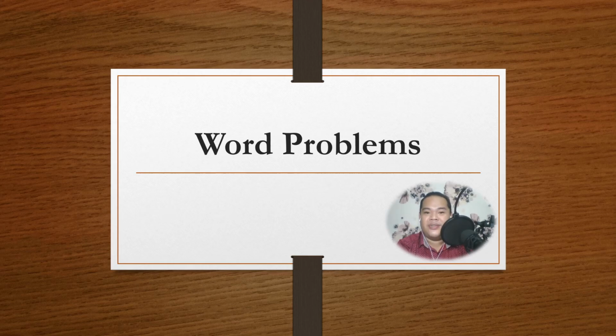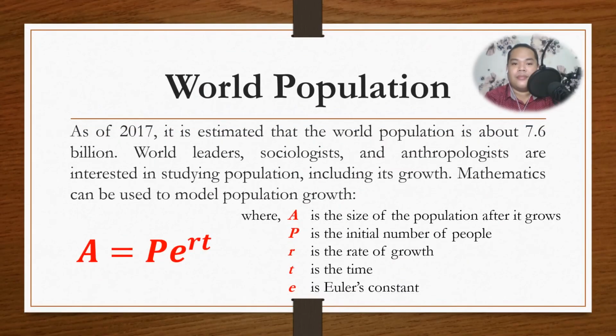Word problems. World population. As of 2017, the world population is estimated at 7.6 billion. And the world population can be modeled using the formula A equals P e to the power of RT, where A is the size of the population after it grows, P is the initial number of people, R is the rate of growth, T is the time, and e is Euler's constant.